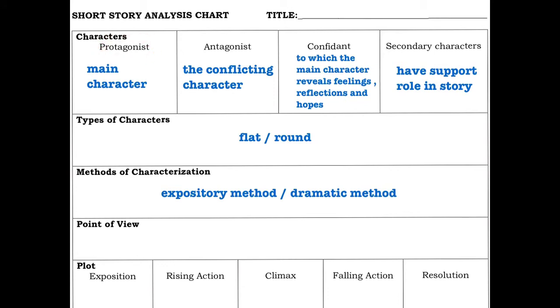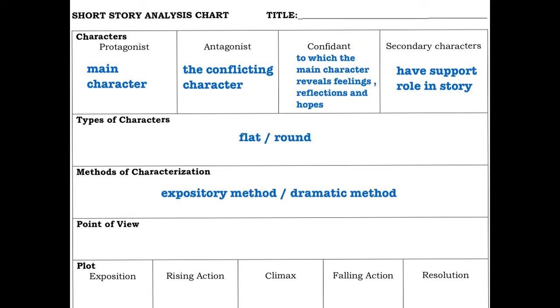Protagonist is the main character, the hero, or the character that is the most important in your story. The antagonist is the character that goes against the main character. He's usually the character that creates the conflict. Remember that the antagonist does not always have to be a human. It could be an element of nature, for example.